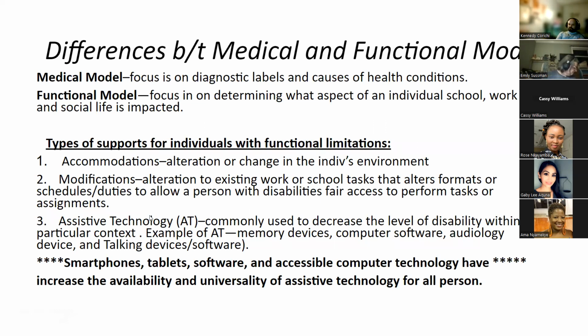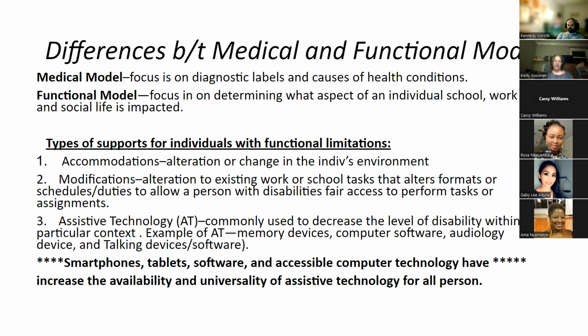If anybody has any questions, just stop me, because that's when it gets really different. Even though the functional model is under the medical, there's a difference between the medical and functional model, and I put that on here. The medical model focuses primarily on the diagnostic labels and the cause of the health conditions. However, the functional model focuses on determining what aspect of the individual's work, school, and social life is impacted. So one is looking at the medical and the other is looking at the things that you can do in your activities of daily living.